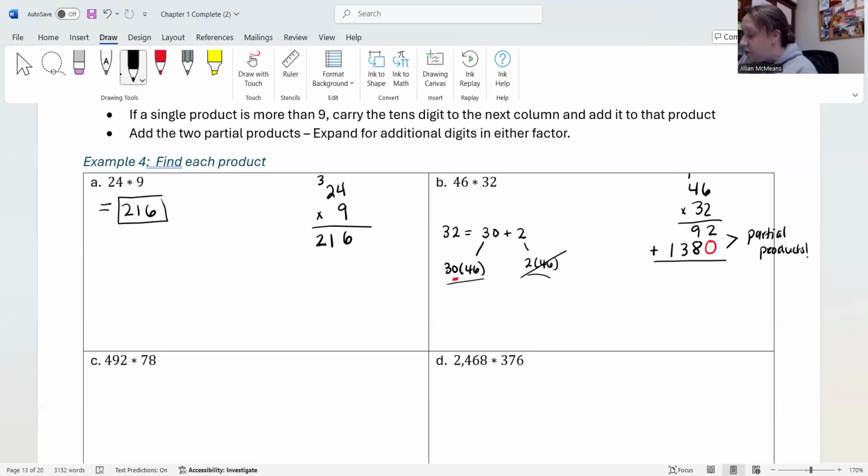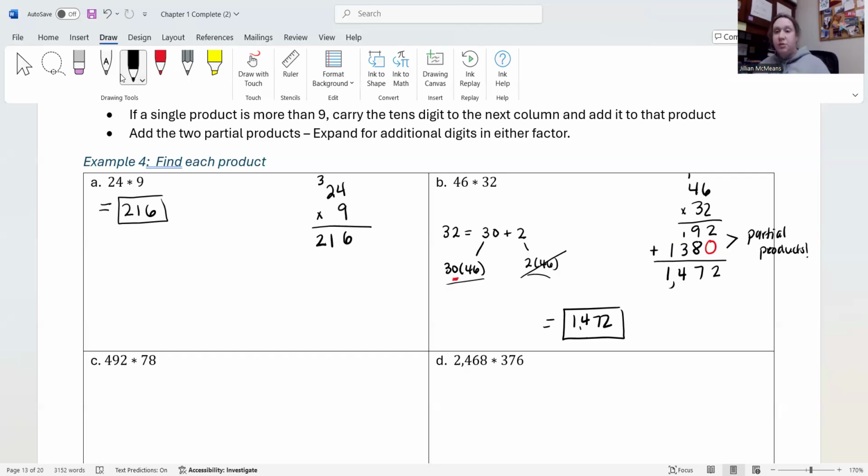So 2 plus 0 is 2. 9 plus 8 is 17. Keep in mind you are adding at this point. So we keep a 7, carry a 1. 3 plus 1 is 4. And then I just bring down my 1. There's nothing to add to that. So my final product here is 1,472. Okay. So there you have it.